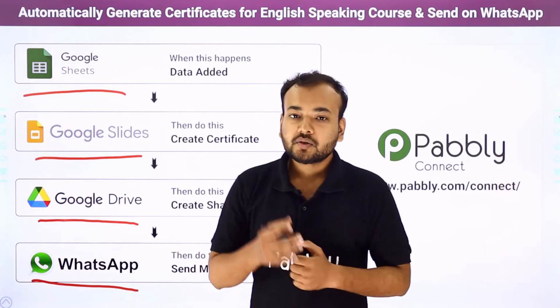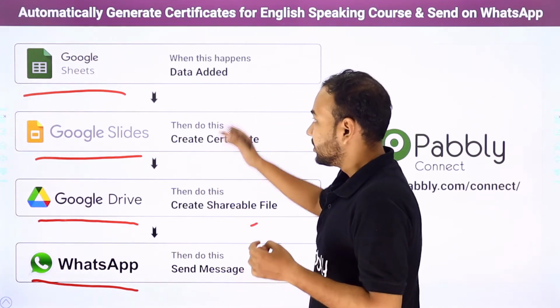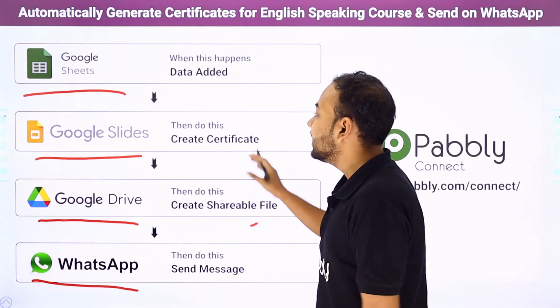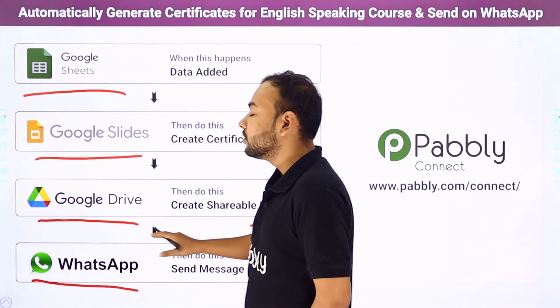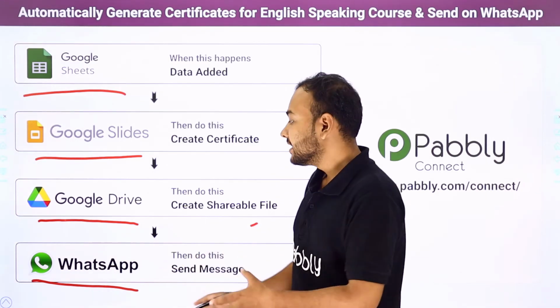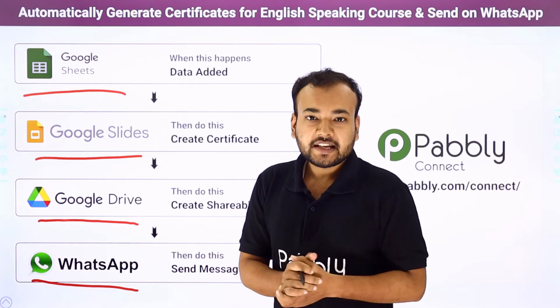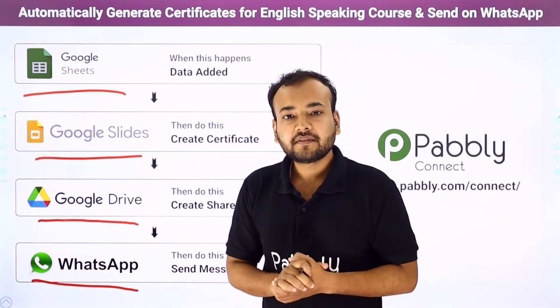Now, to do this process, one way is to manually check the Google Sheet to see if the student completed the course or not, then manually create the certificate using Google Slides and save it on Google Drive, and then manually compile a message, attach the certificate and send it to the student. This can be done, but this process is very time consuming, repetitive and problematic. So we have a better way for you.